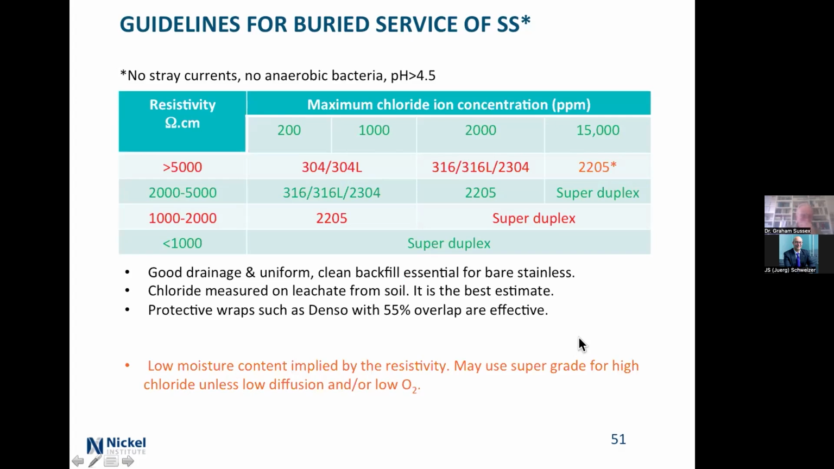If you're worried about it, if you've got a real problem, then put on petrolatum tape. I've used the word Denso simply because that's the one that's mainly used, but there are lots of them around, with about a 50%, 55% overlap. Very effective.